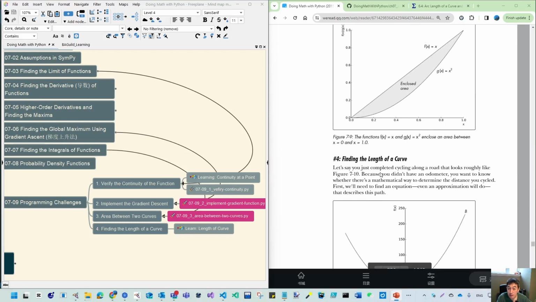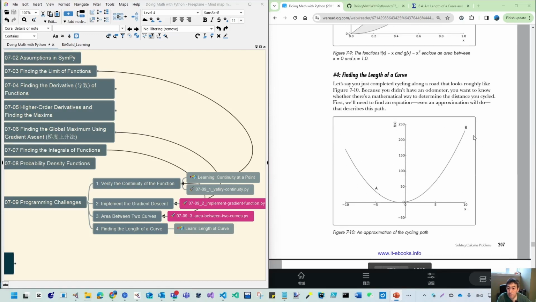So the length of a curve: we are given a curve and two points. If you assume you are running on this curve from A to B, we are trying to calculate this length. That is an interesting application of both the derivative and the integral. Only after you have learned some calculus knowledge can you find it this way.